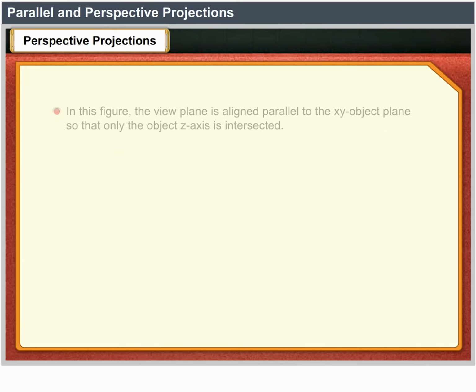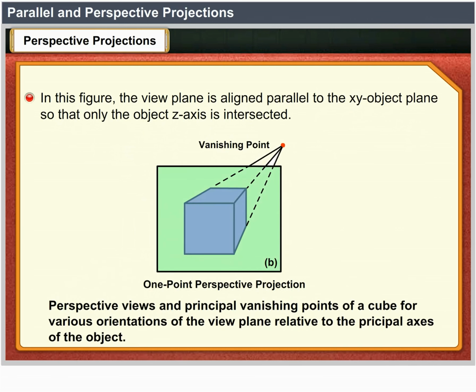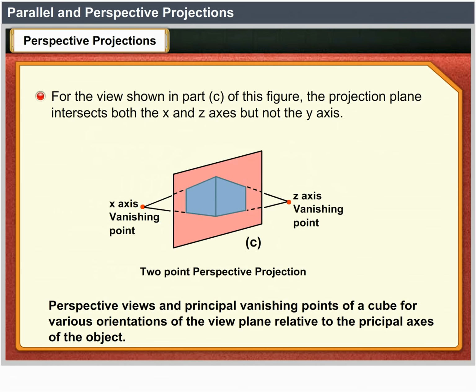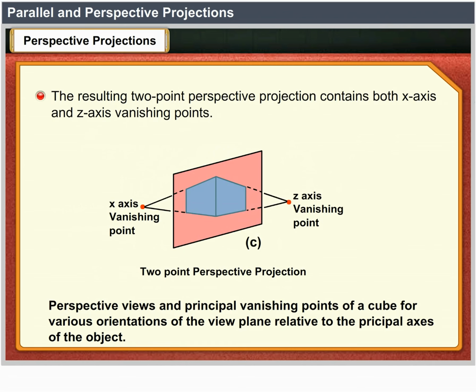In this figure, the view plane is aligned parallel to the XY object plane so that only the object Z-axis is intersected. This figure shows the perspective views and principal vanishing points of a cube for various orientations of the view plane relative to the principal axes of the object. This orientation produces a 1-point perspective projection with a Z-axis vanishing point. For the view shown in part C of this figure, the projection plane intersects both the X and Z axes, but not the Y axis. The resulting 2-point perspective projection contains both X-axis and Z-axis vanishing points.